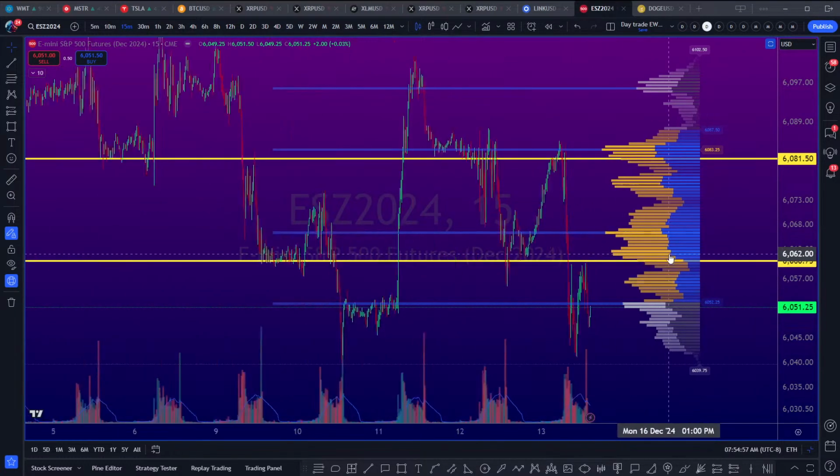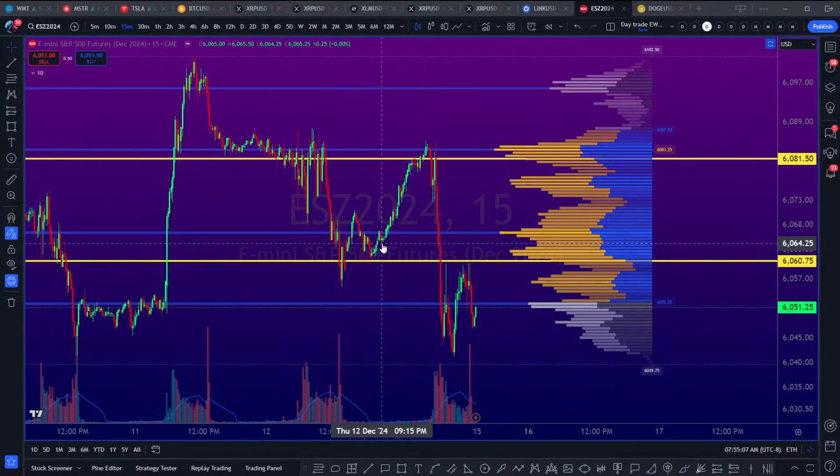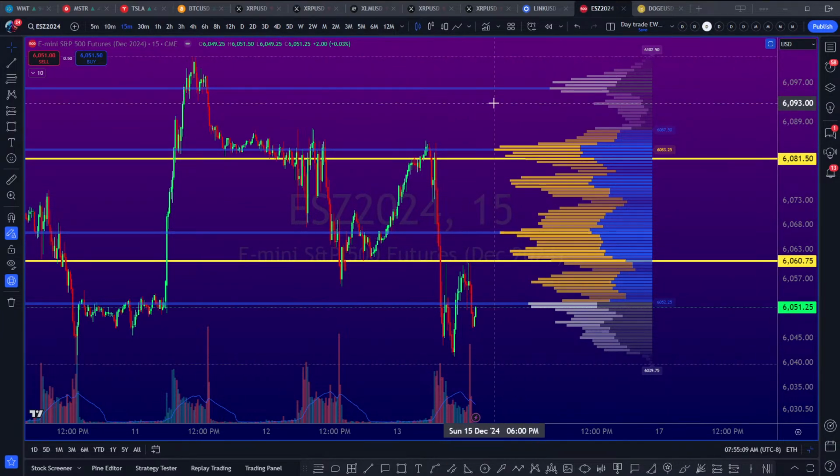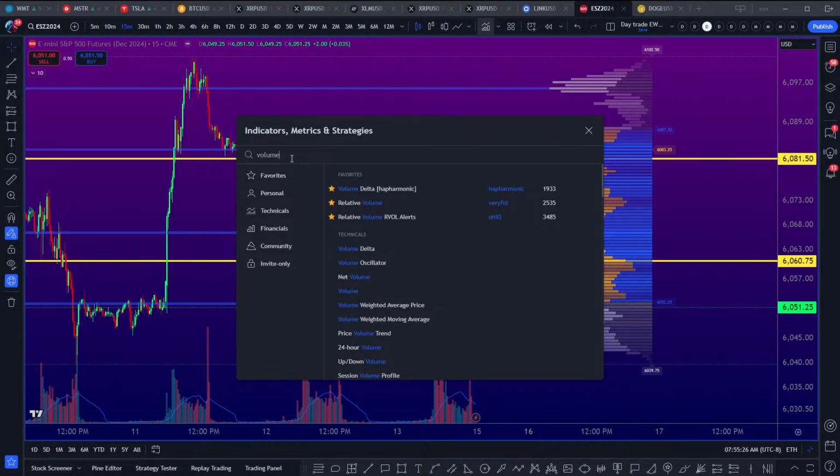So this is the volume profile with node detection from Lux Algo. Type in volume profile Lux, and then you'll see volume profile with node detection. You don't have to type out the word node. That's what I was doing when I pulled up the indicators and typed it in here for you. Come on, guys, pay attention.